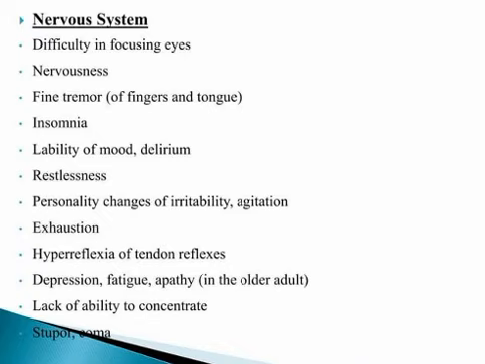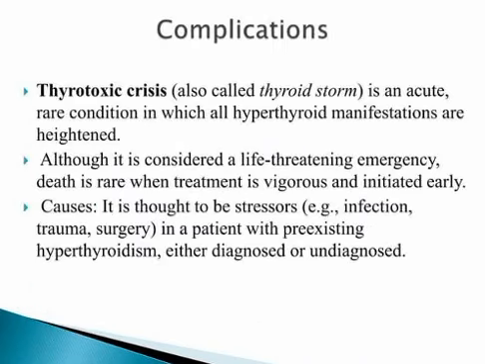Next will be the lack of ability to concentrate. Once there is a lack of ability to concentrate, next will be stupor and coma. These are the advanced stage or severity of the clinical manifestations of the nervous system. So these are the signs and symptoms which we can easily identify in the nervous system. Next will be the complications.